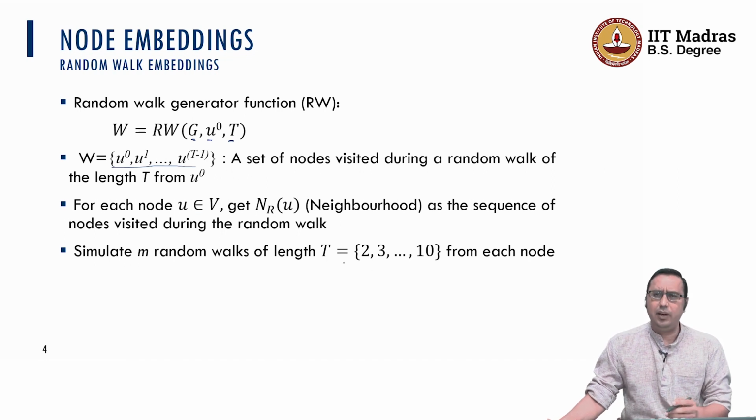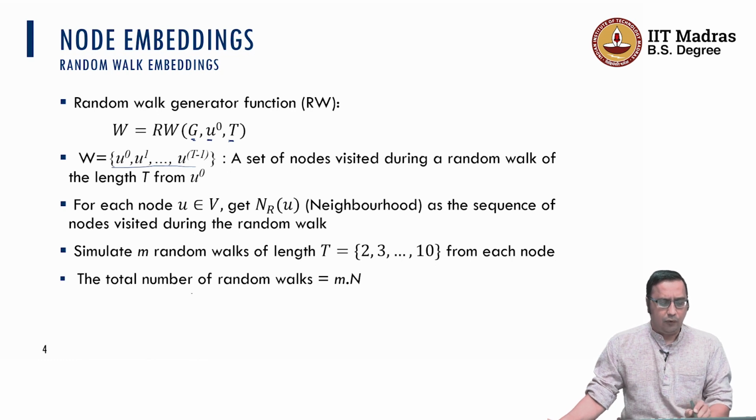The t can be of length 2, 3, 10 from each node. We can assume that each time the length t can be constant, or it can be a different size also. It is not going to change anything in terms of analysis. And we'll see why it will change. So now if I do this random walk for each node, then the total number of walks I have done is m cross n, m into n.